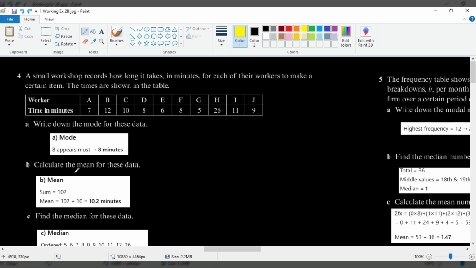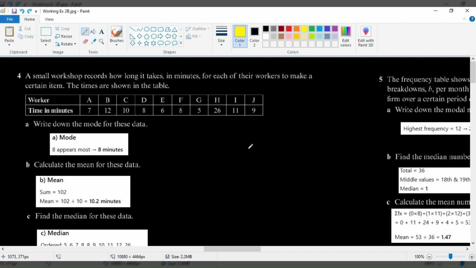Now we need to find out the mean of these data. That means the sum of all these values is 102, and 102 is divided by 1, 2, 3, 4, 5, 6, 7, 8, 9, 10. 10 values are there. So 102 is divided by 10. So this is going to give us 10.2 as the answer for this part of the question.